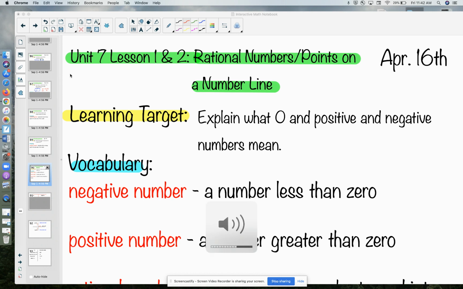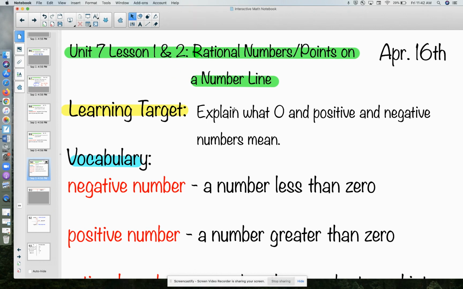Today is April 16th. We're going to start a new unit. The first lesson is going to be a combination of 1 and 2, rational numbers and points on a number line. We'll do lesson 2 on Monday, but I just wanted to put these together.